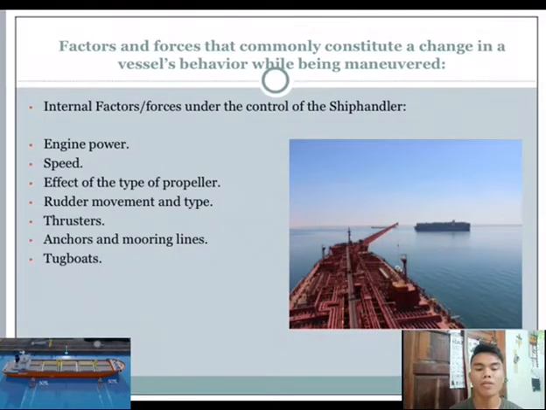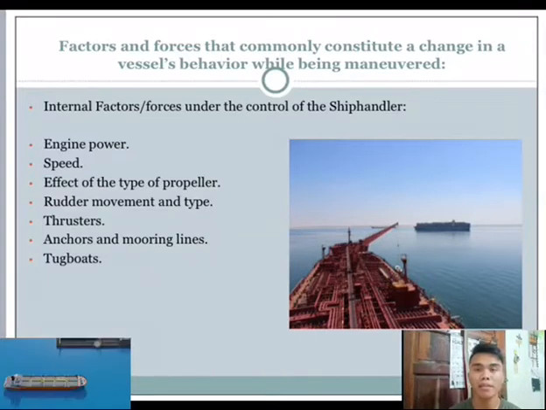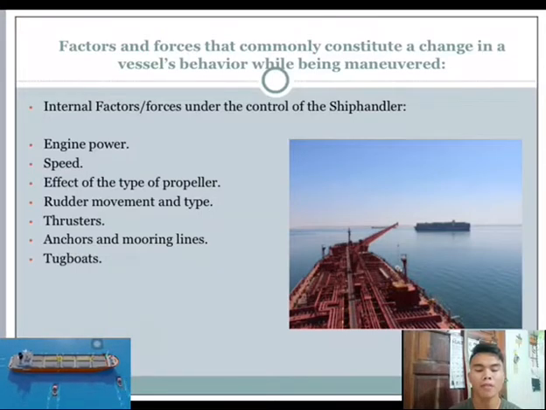Internal factors, forces under control of the ship handler. First, engine power. Second, speed. Third, effects of the type of propeller. Fourth, rudder movement and type. Fifth, thrusters. Sixth, anchors and mooring lines. And seventh, tugboats.